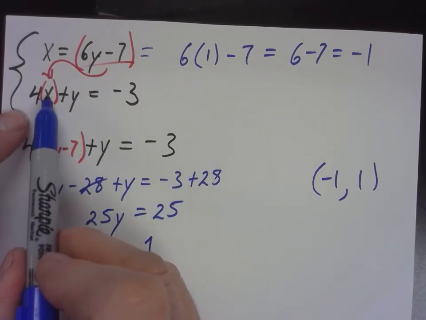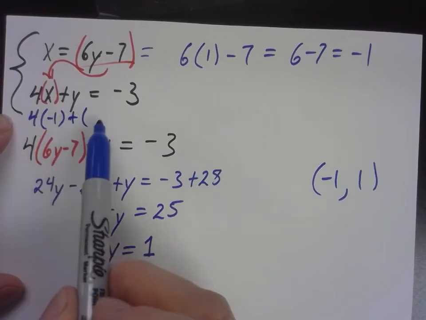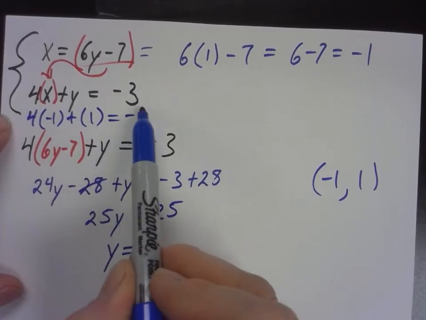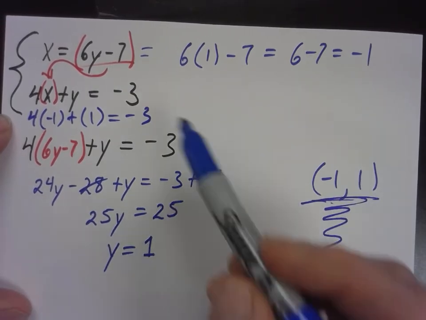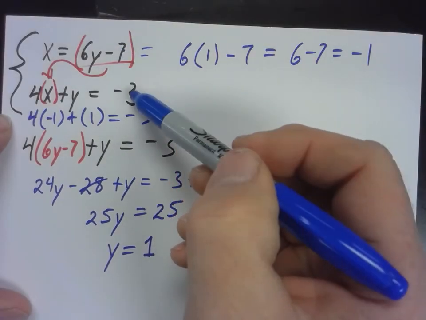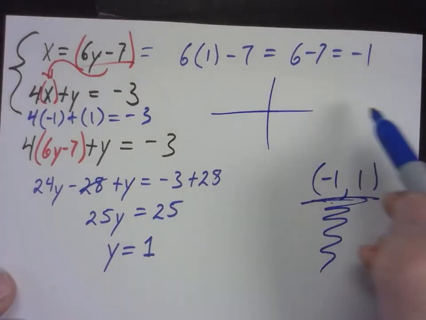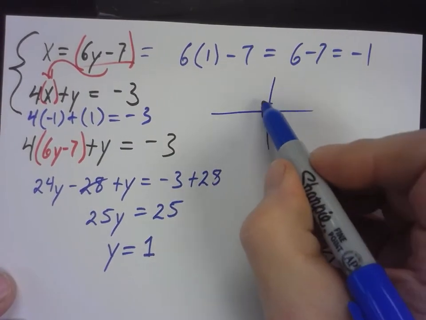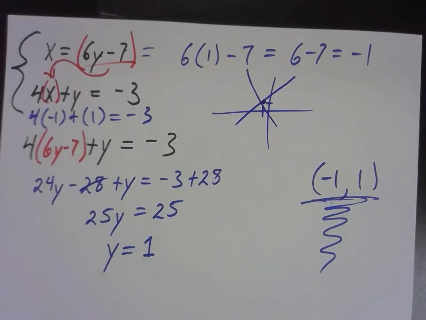Just so you know, look, what happens if we put negative 1 right here where x is in the bottom equation? 4 times negative 1 plus positive 1, does that equal negative 3? See that it works? This is the only point then that's going to work in both of our original equations. No other ordered pair. And think about this visually, right? If we were to graph them, negative 1, 1, that's the point where they would intersect, exactly right there.